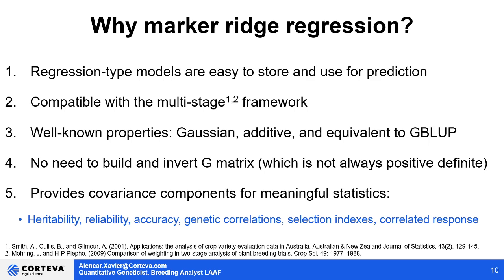And last but not least, regardless of whether you use ridge regression or GBLUP, when you feed those models under the multivariate framework, you get these nice covariance and variance components that provide statistics that are very meaningful for breeders. That would include heritability, reliability, accuracy, genetic relations. From those you can create selection indices, and with the covariance components you can also calculate the correlated response to selection.